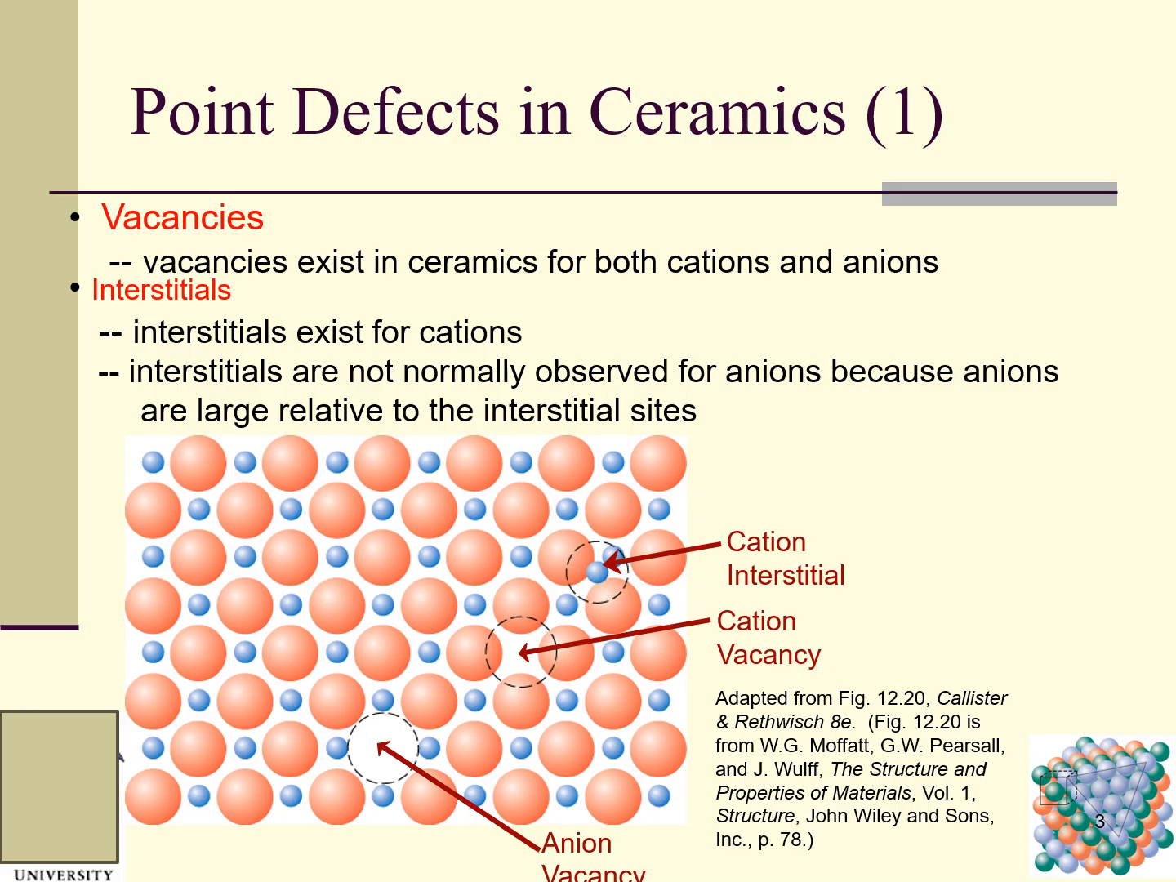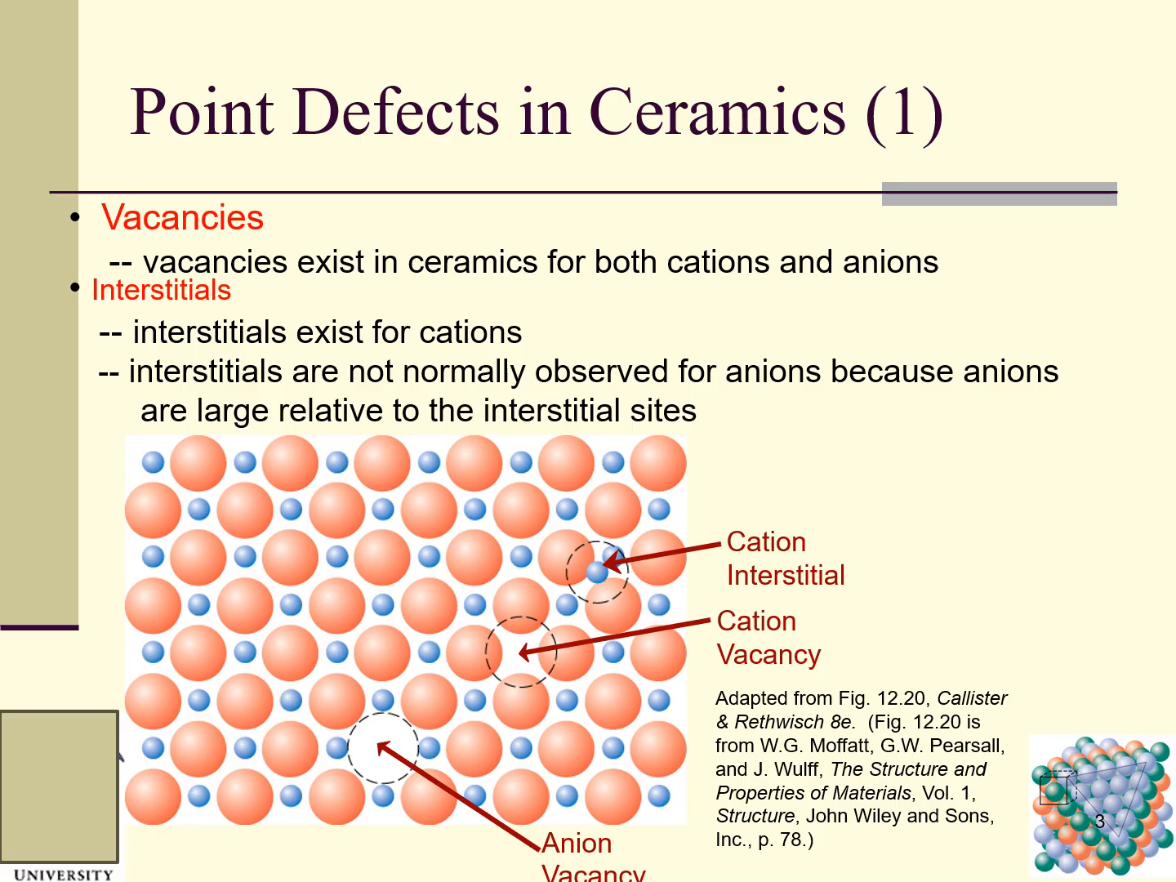You can see this cation vacancy here. That means this cation is supposed to be here, but for some reason it is missing. Similarly, we should have an anion here, but for some reason this anion is missing. The big circle is missing. So this is called the anion vacancy, and this is the cation vacancy.